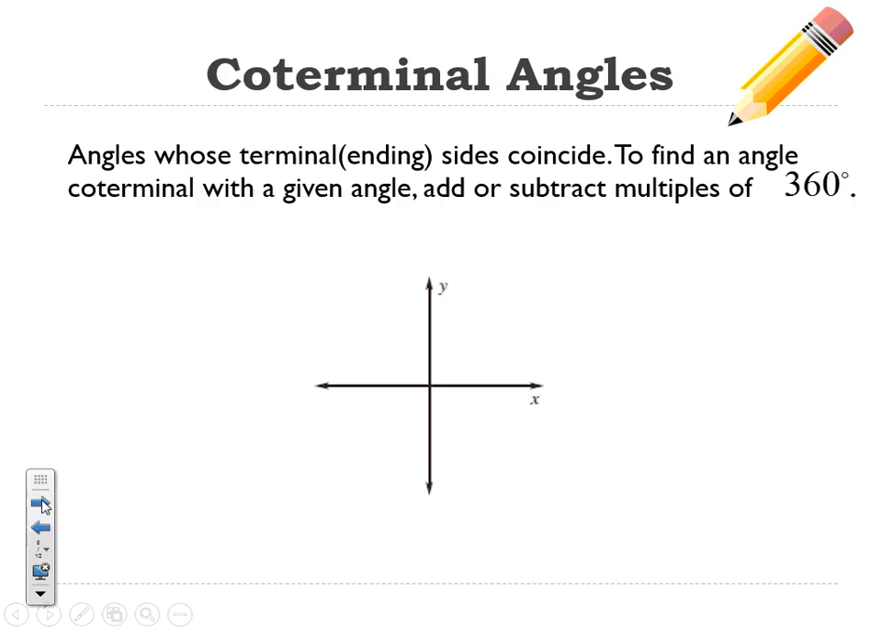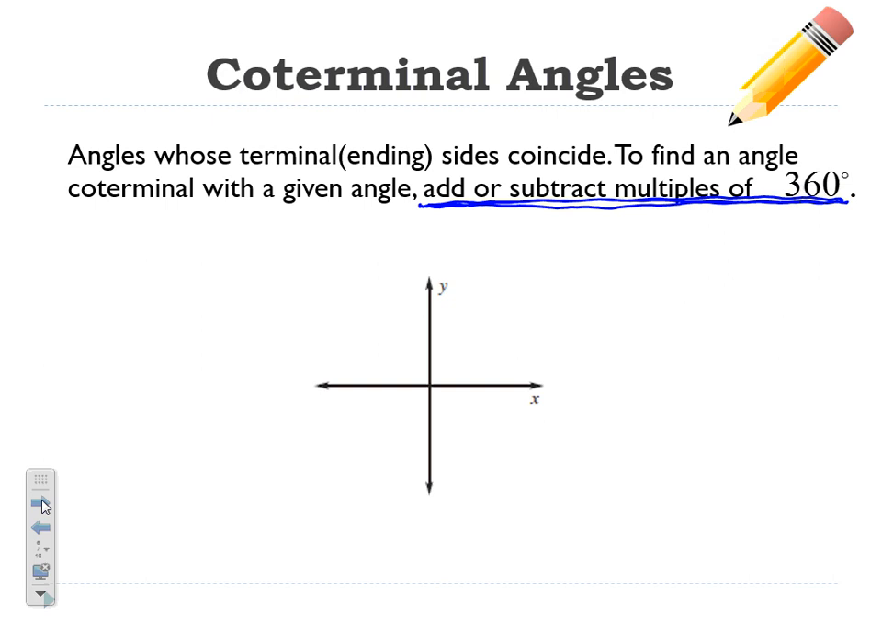Last thing we're going to need to put in our notes today is coterminal angles. Angles whose terminal or ending side coincide. So our ending sides coincide. They're going to end at the same spot. Now make sure you have this down. To find an angle coterminal with a given angle, we are going to add or subtract multiples of 360. This is very, very important.